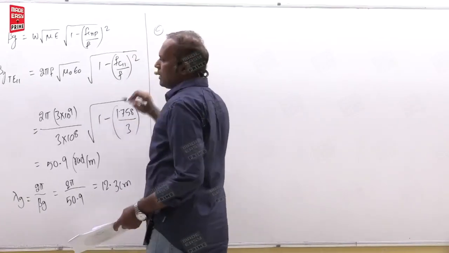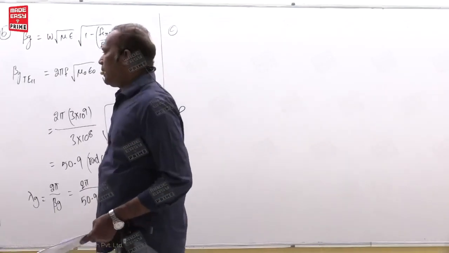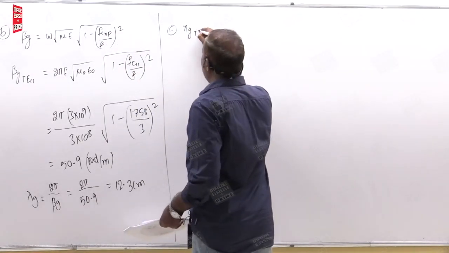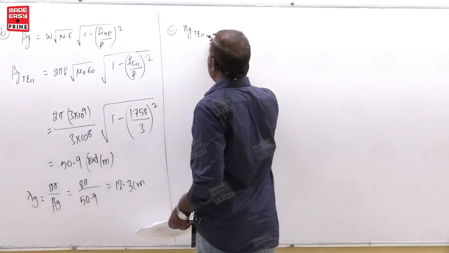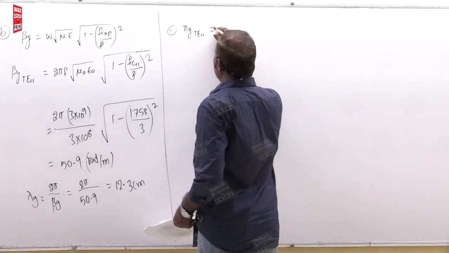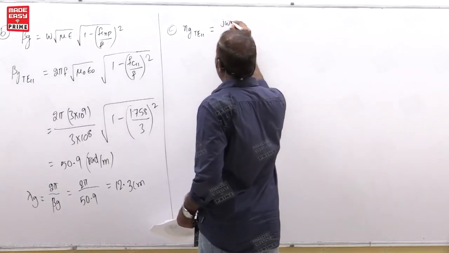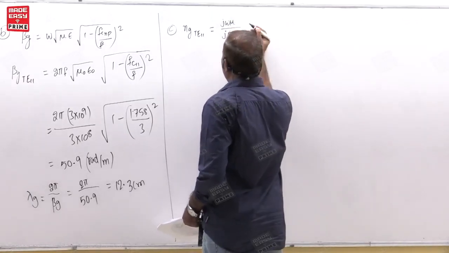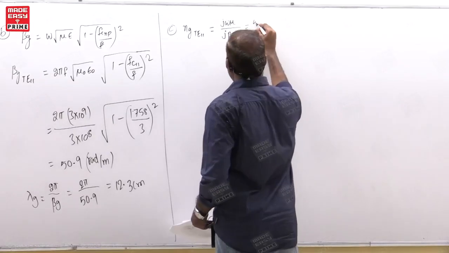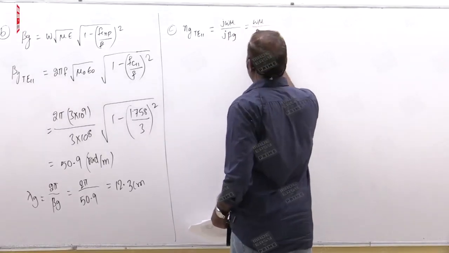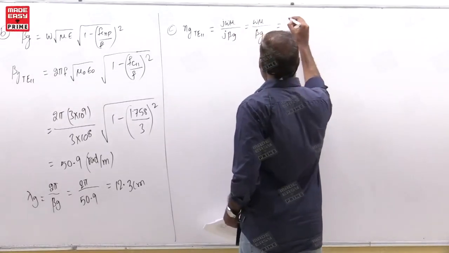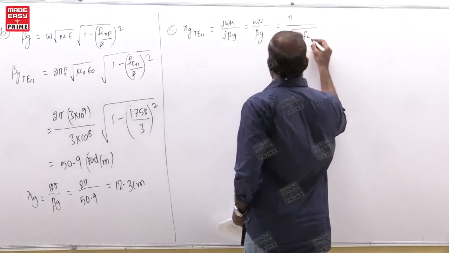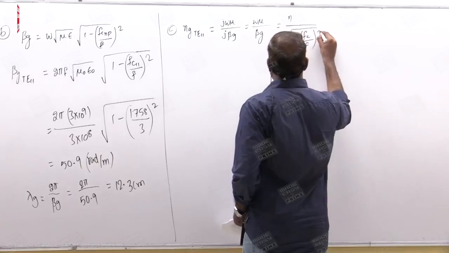Next, part C, what is asked? Determine the waveguide impedance. So the guide impedance for TE11 mode, or otherwise TE, is equal to, the formula was j omega mu divided by j beta g. From this the j's cancel, and from this you get eta divided by root of 1 minus fc divided by f whole square.